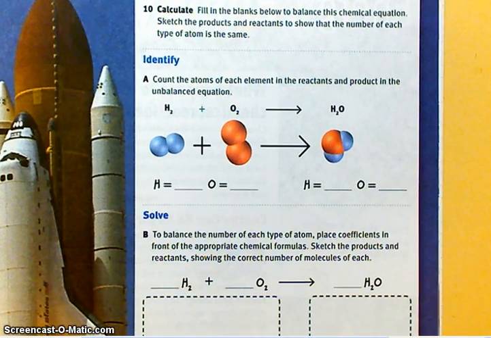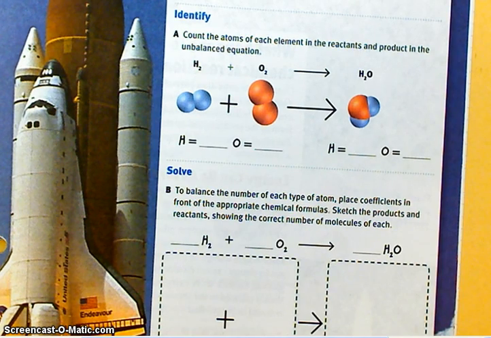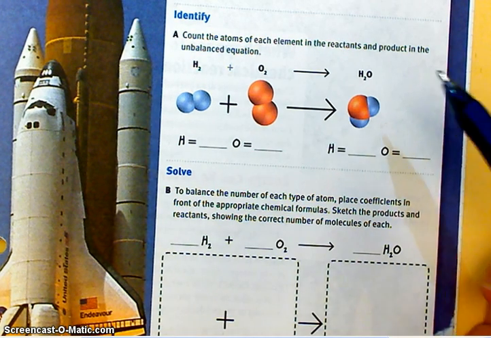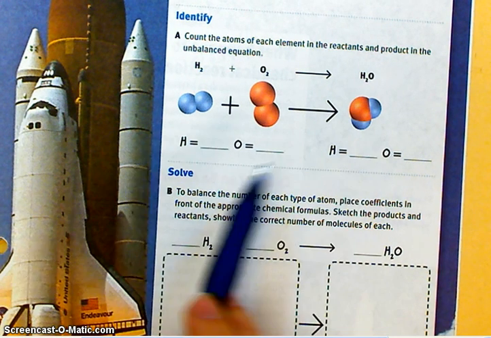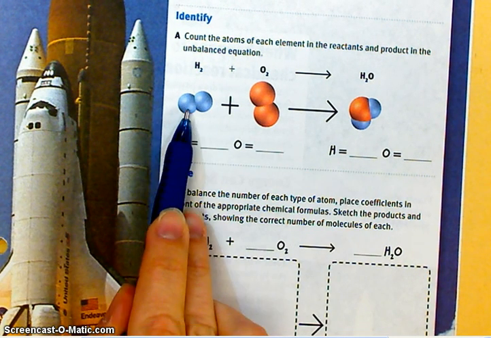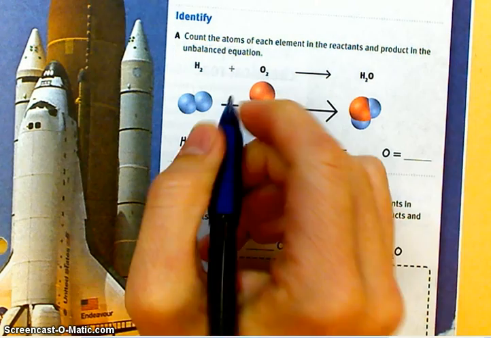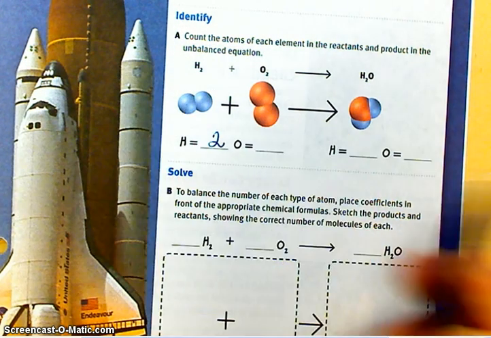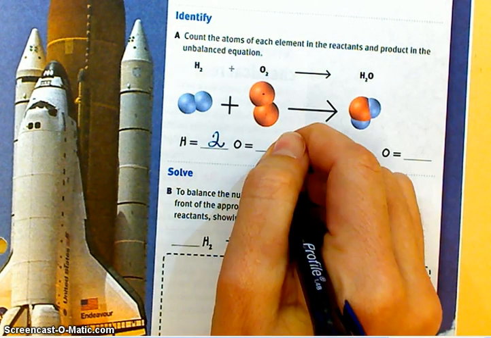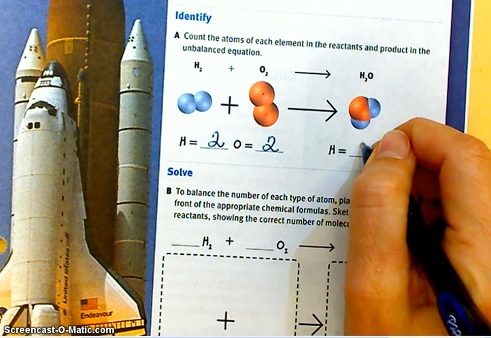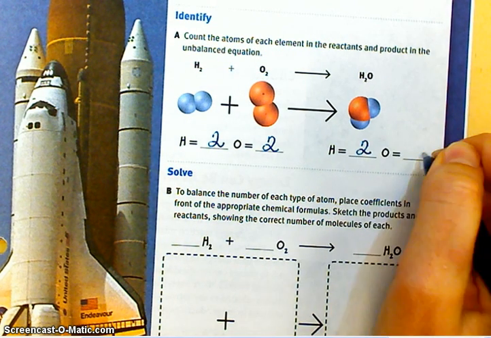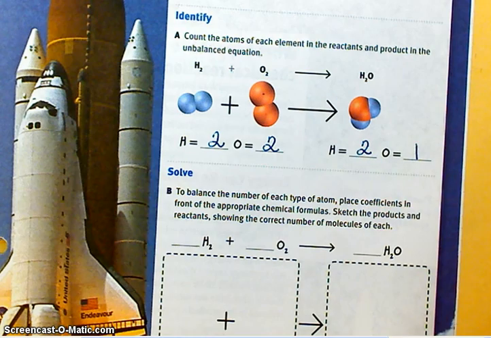Okay, so this time it's time for us to try it on our own. And the first thing you need to do is count the number of atoms of each element in the reactants and the products in the unbalanced equation. Over here on the reactant side, I have 2 hydrogens, and I have 2 oxygens. But on the product side, I have 2 hydrogens, but only 1 oxygen.